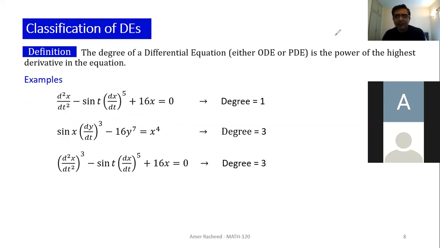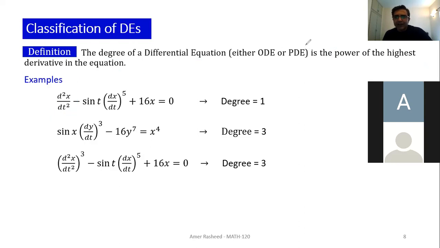And according to the definition, what is the degree of a differential equation? The degree of a differential equation is the power of the highest derivative in that equation. So what is the highest derivative? It is d square by dt square. This is the highest order derivative, and its power is what? Its power is 1. So that is why the degree of the differential equation is 1. I hope you got it.